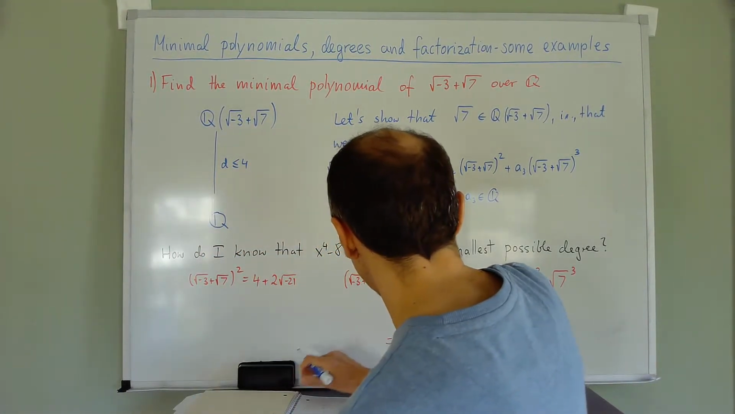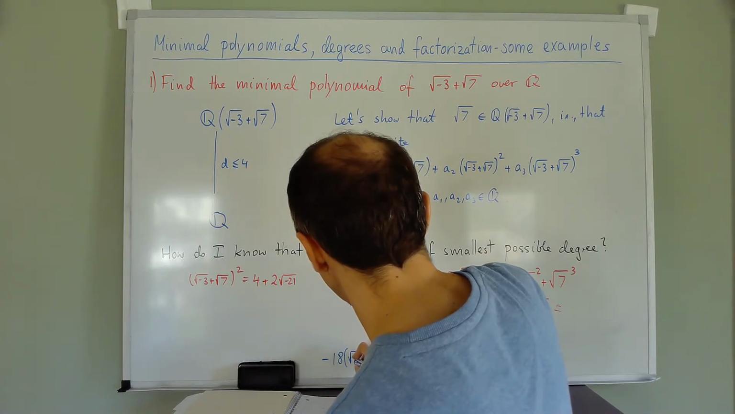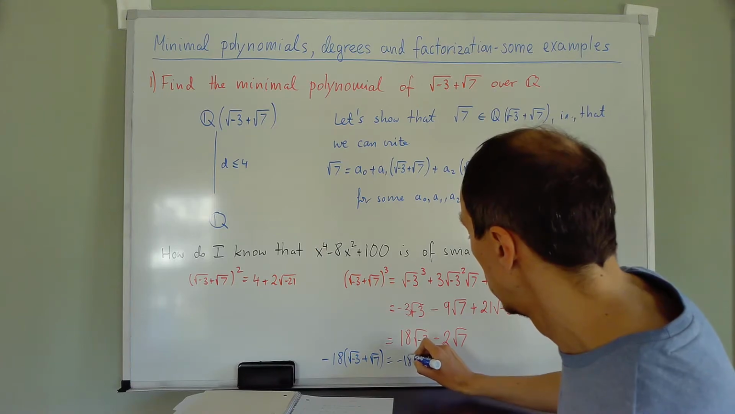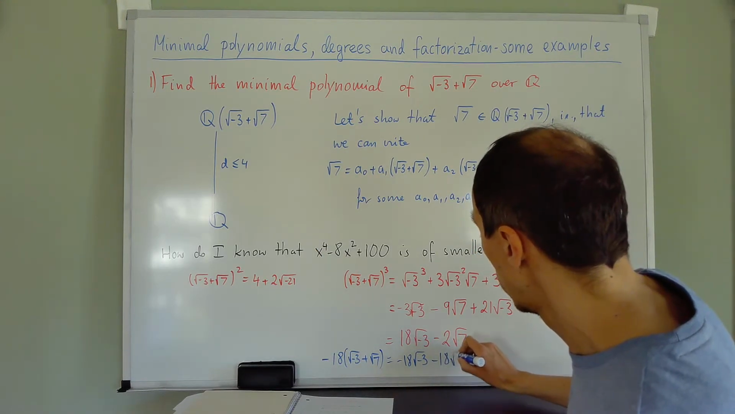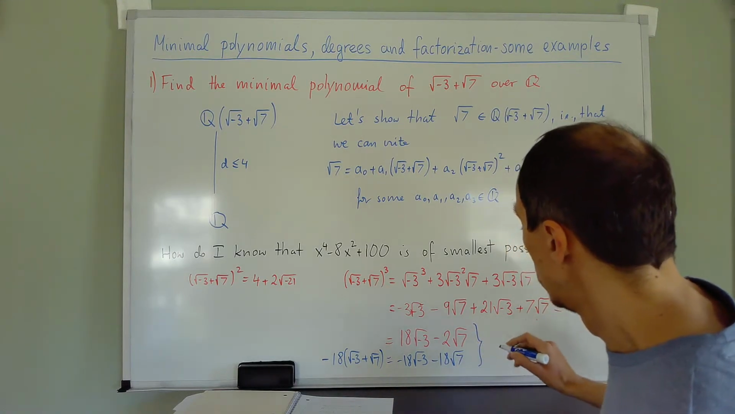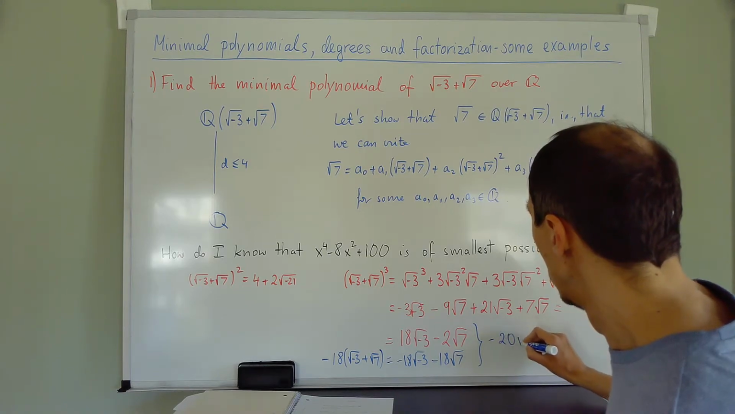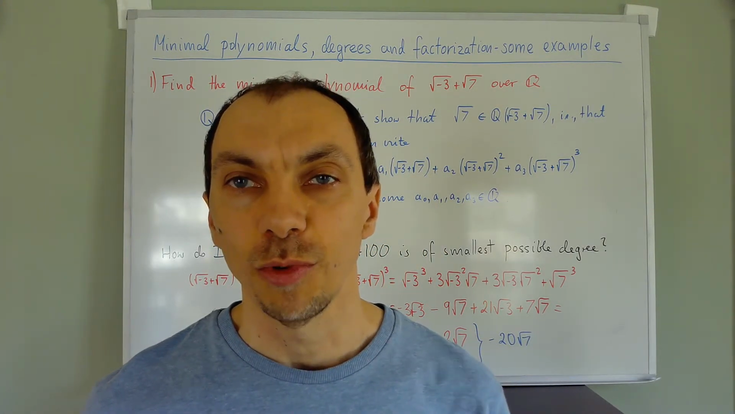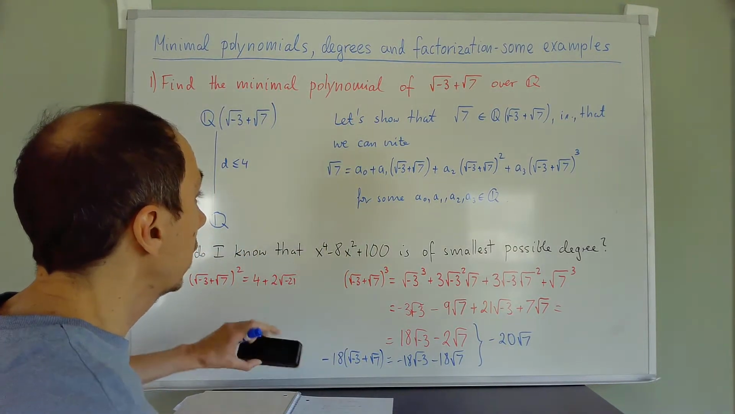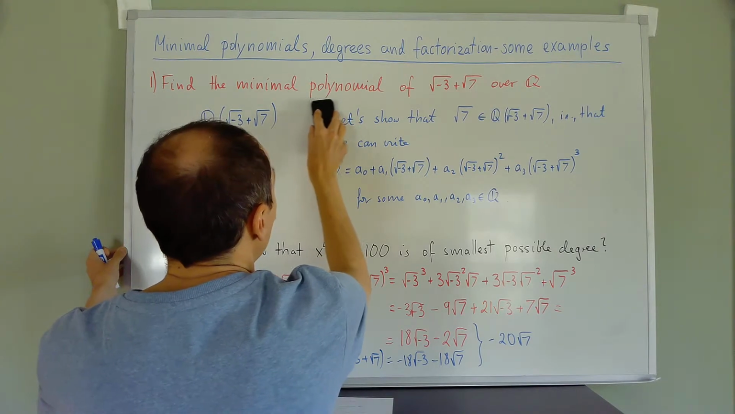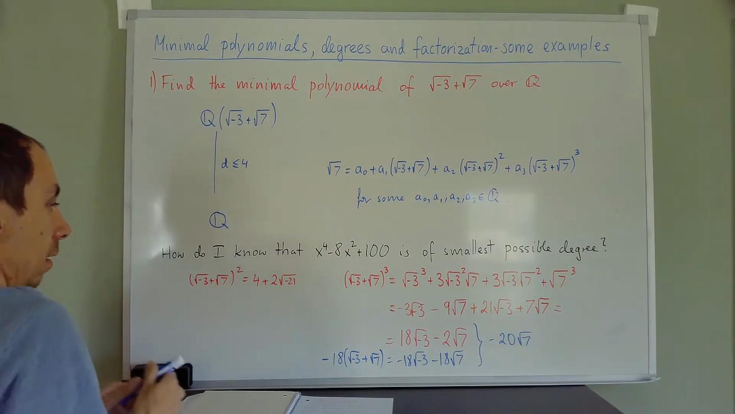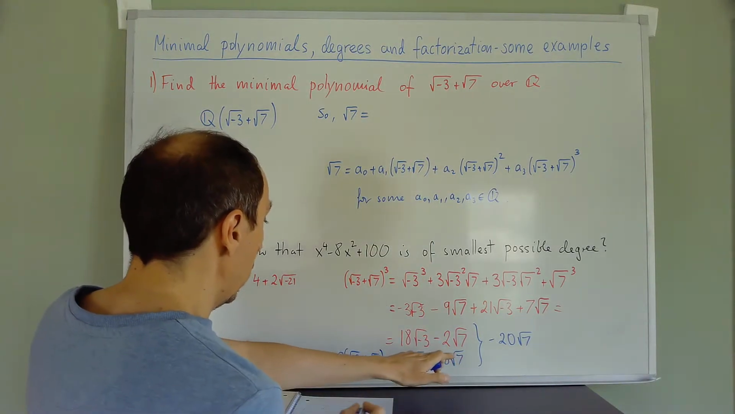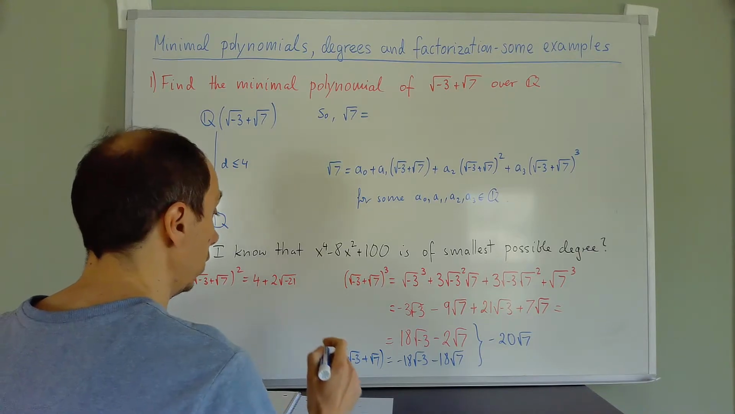So now look, if I subtract from this 18 times this, which is minus 18 radical minus 3 minus 18 radical 7, all together this gives me just minus 20 radical 7. So I didn't quite get radical 7, I got minus 20 radical 7, but a rational in front of it is not a problem. So as a conclusion, from this calculation, let's just write minus 20 radical 7 first.